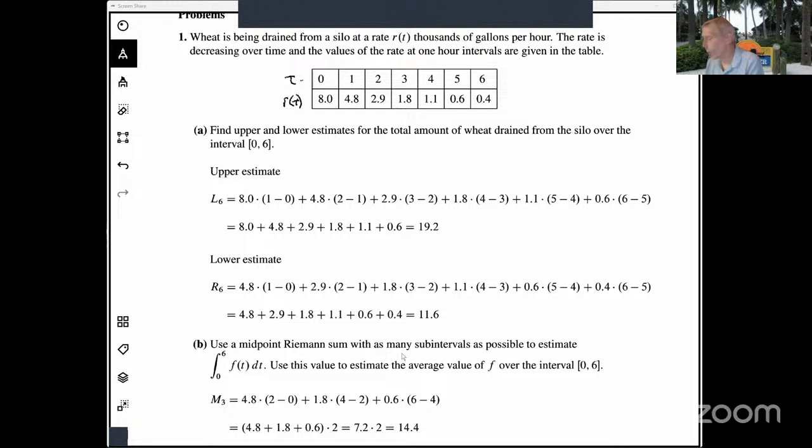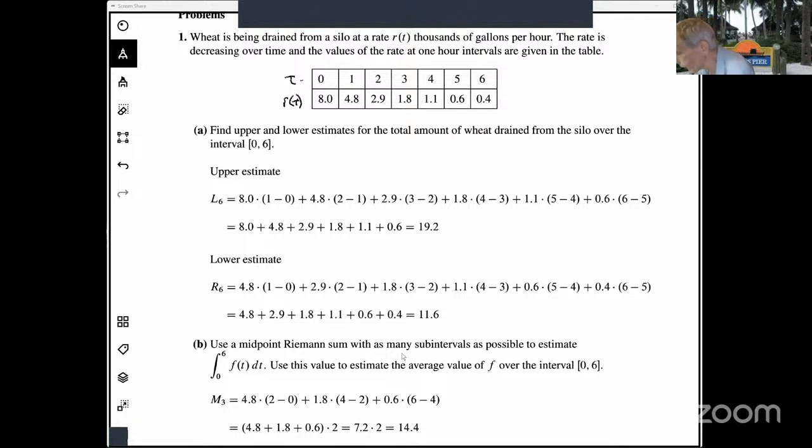In part A, we want to find upper and lower estimates for the total amount of wheat drained from the silo over this interval 0 to 6. Well, because R of t is a decreasing function, an upper estimate will be a left-hand Riemann sum. So the best we can do there is a left-hand Riemann sum based on 6 subintervals. And I wrote out way too much here because all of the subintervals are 1, so we could have done this a lot easier, but I thought I'd put everything in there for completeness.